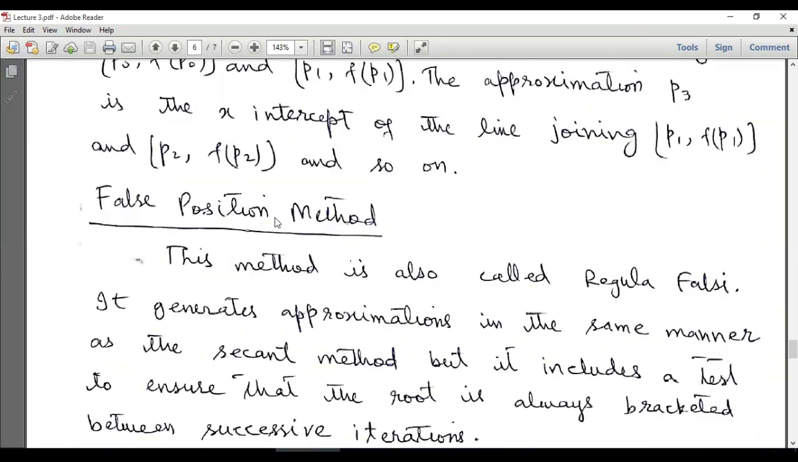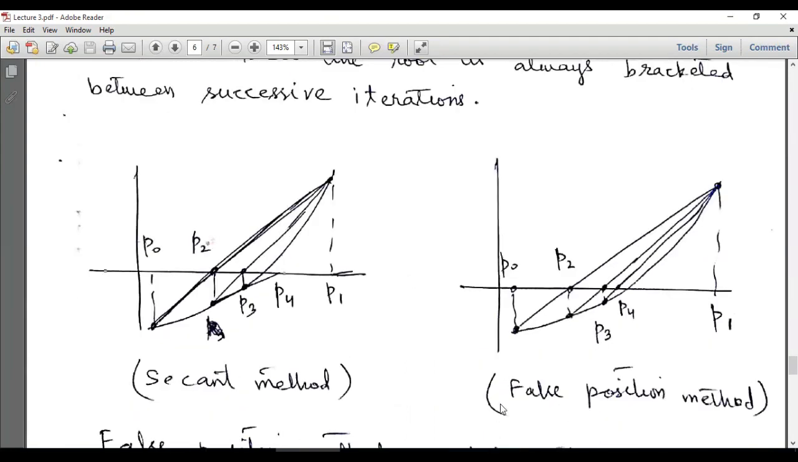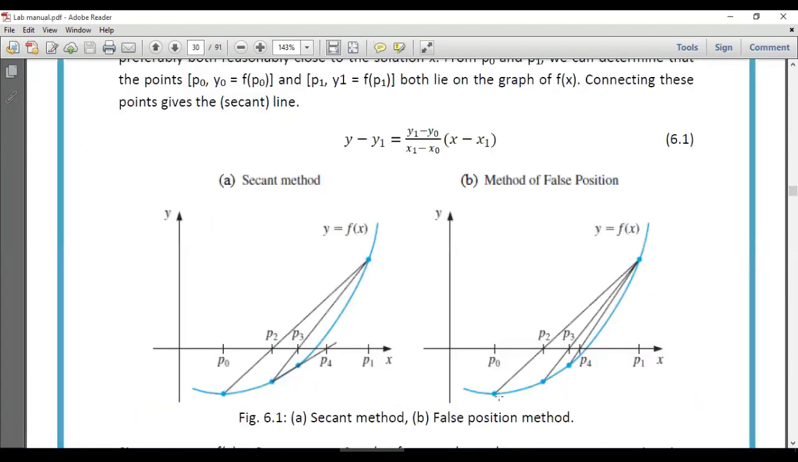This is called the false position method, and this method is also called regula falsi. Regula falsi is a Latin term, and it generates approximations in the same manner as the secant method, but it includes a test to ensure that the root is always bracketed between successive iterations. So in the false position method, these are our initial guesses P0 and P1, and after finding the new point P2, we will make sure in which half our solution exists.